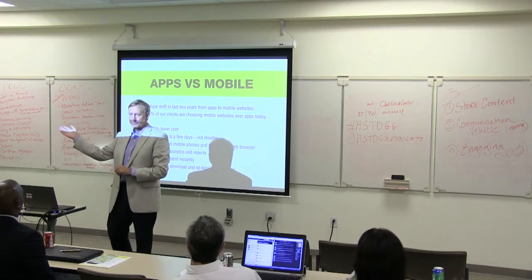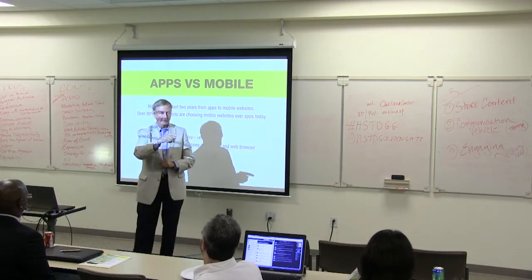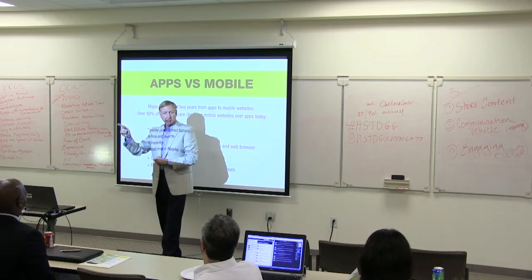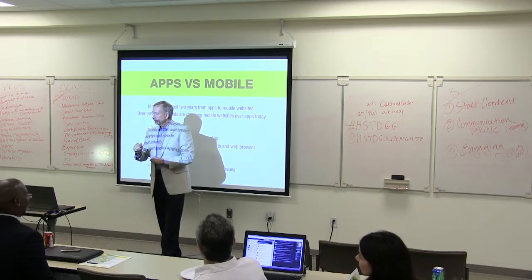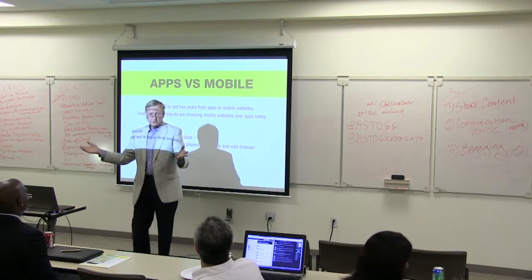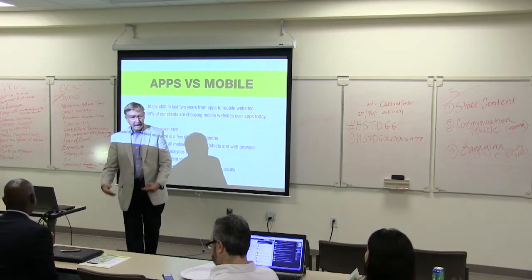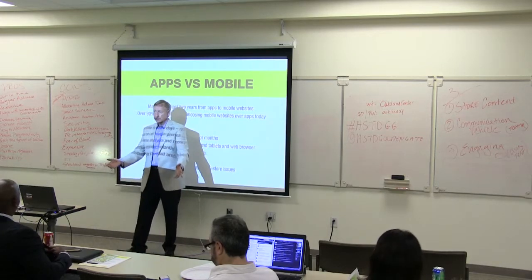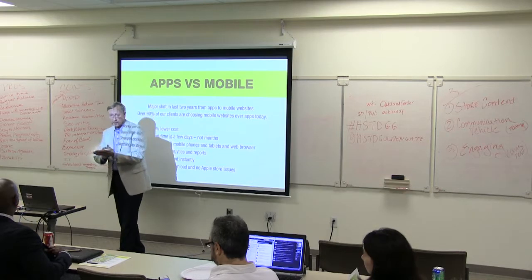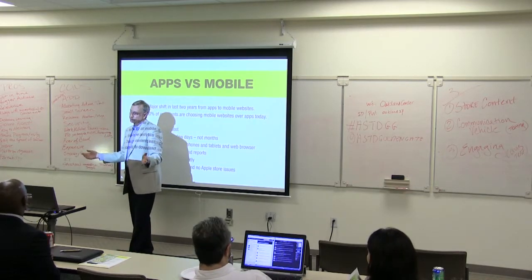Who wants to guess? 30. 18. 25. 3 is the average. Oh, I'm well above average. Now, you folks obviously are the cutting edge of San Francisco. But the average number of apps that smartphone users are using on a regular basis is down from about 7, and that's because people are going to mobile websites.